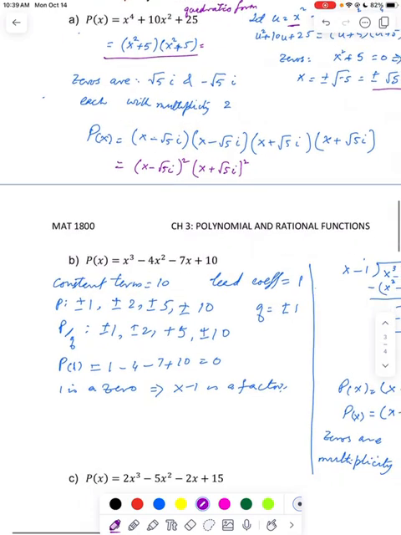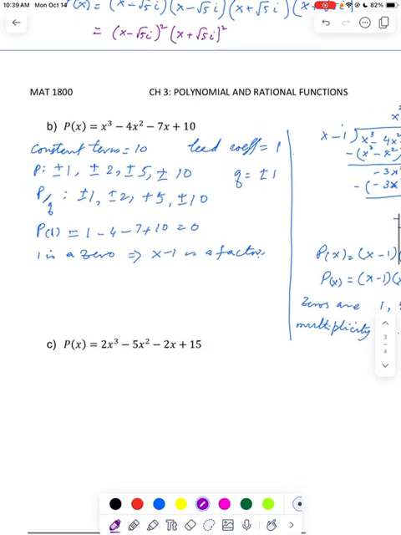Next example I did for you. Now this is something that we cannot factor using our usual techniques. So we will try to do it with the technique that was explained in this section. First we write down our constant term. The constant term is 10. And what is the lead coefficient? It's 1 over here.